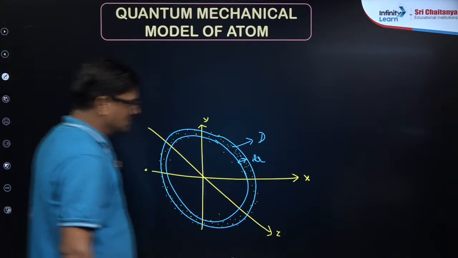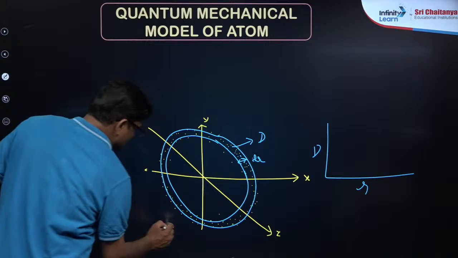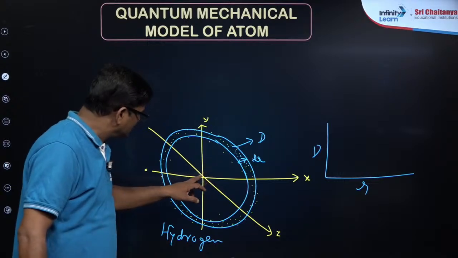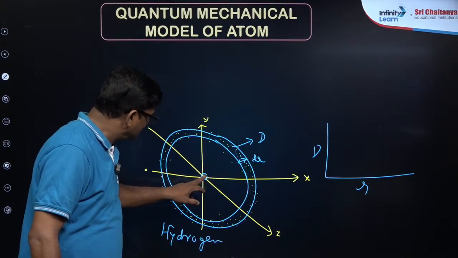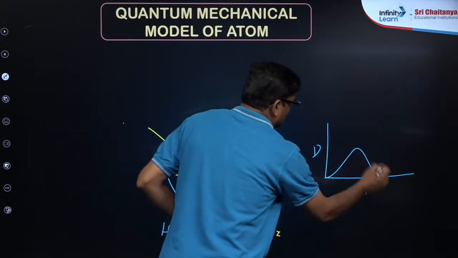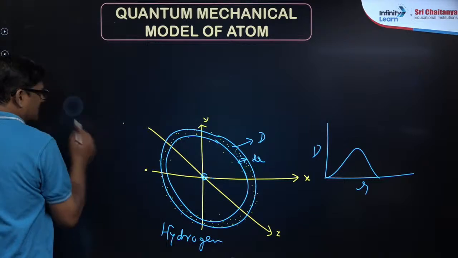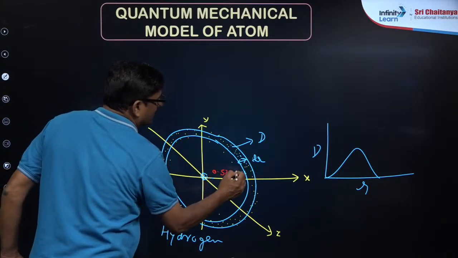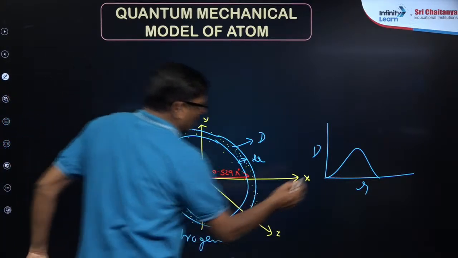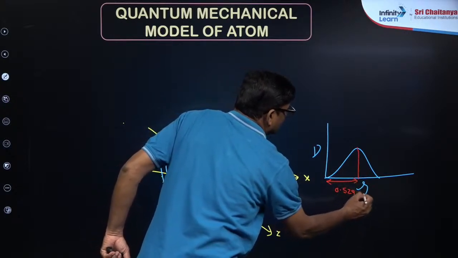So if you talk about D and radius for hydrogen, this is a hydrogen atom. The density is 0 at the nucleus, then from here the density reaches a maximum and then comes back down. You can say it like this. Understand or not? Clear? This is very important. Here, what is the radius of the hydrogen atom? It will be 0.529 angstrom units, from here to here. Understand? Got it? So if you say the probability density is maximum here, this radius is 0.529 angstrom units.